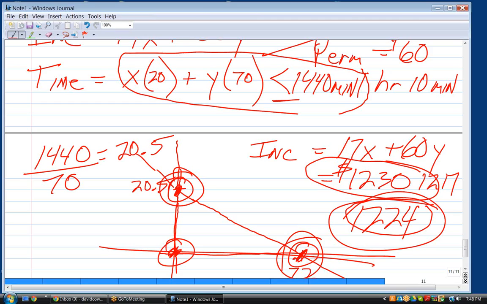Because of the discrete nature. In other words, the fact that you cannot give half of a permanent means you can't give 20 and a half permanents. You can't spend your entire 24 hours giving permanents. You could give 20 permanents, and that would leave you a half an hour to give a haircut, but you can only give one haircut with that half an hour. You couldn't give 1.5. Yeah. So you kind of have to consider that aspect of it. And it looks to me like the best you can do is 1224.